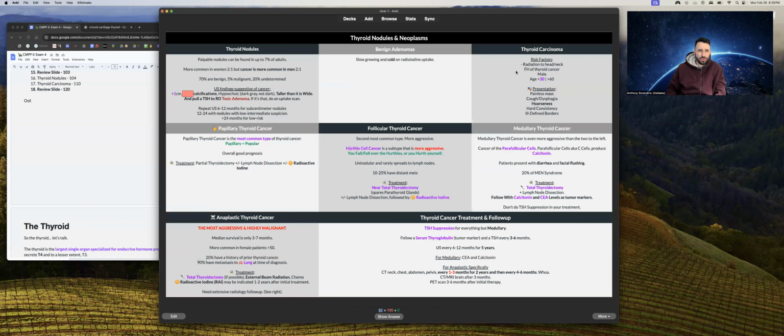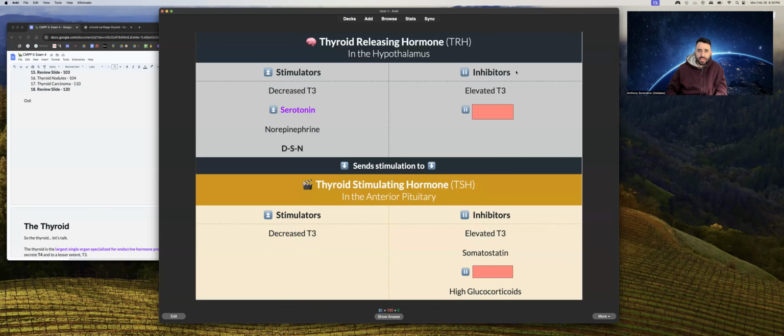Ultrasound findings suggestive of cancer greater than 1 centimeter. We're going to have microcalcifications. Yes, you don't want that. That is suggestive of cancer. Inhibitors of thyrotropin releasing hormone other than elevated T3. This is going to be dopamine. So serotonin up, dopamine down.